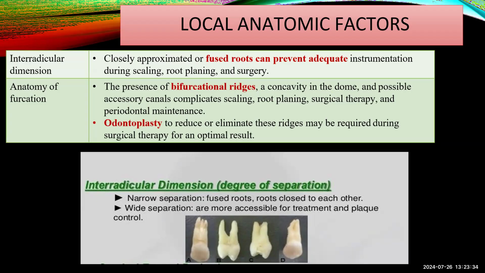In interradicular dimensions, basically the degree of separation matters. If the separation is narrow, the roots are fused or close to each other, and such close approximation of fused roots can prevent adequate instrumentation during scaling, root planing, and surgery. So if the roots are widely separated, they are more accessible to treatment. Also, in the anatomy of furcation, the presence of bifurcational ridges, concavity in the dome, and possible accessory canals complicates all the periodontal treatment planning procedures and the maintenance procedures that we plan.